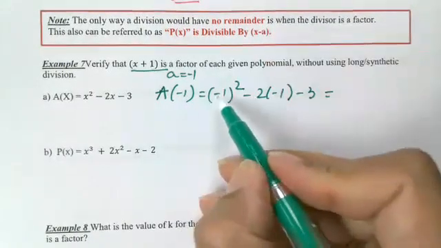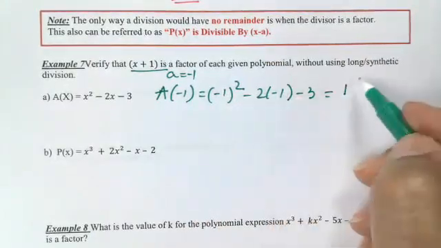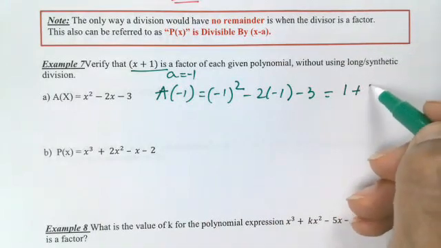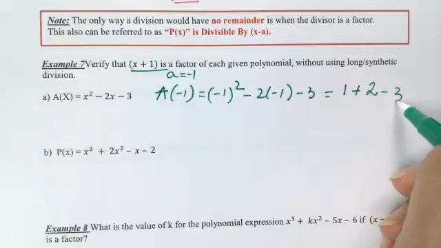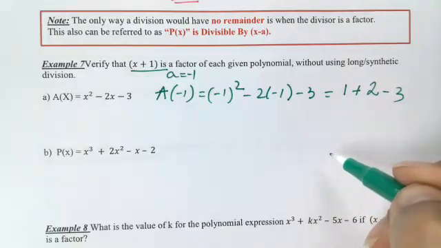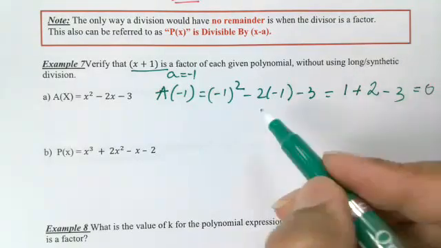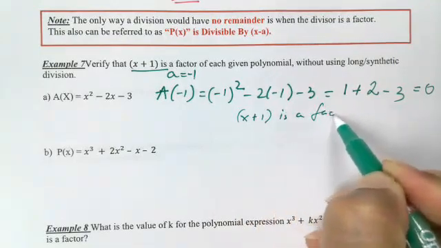So we get -1 squared is 1. -2 times -1, it's not -3, it's +2. And minus 3. Equal 0, right? So we can say x plus 1 is a factor.